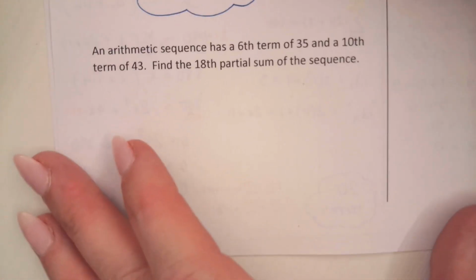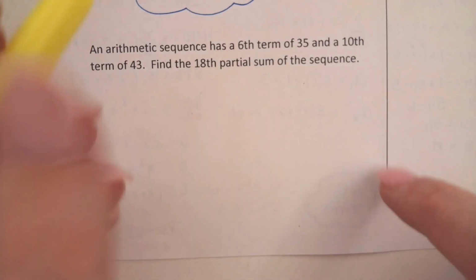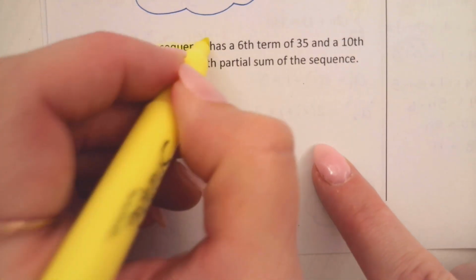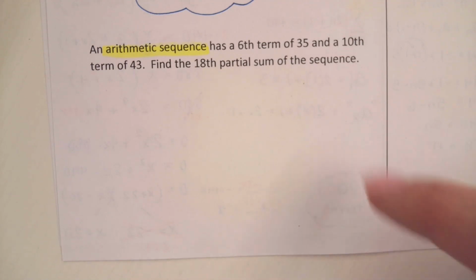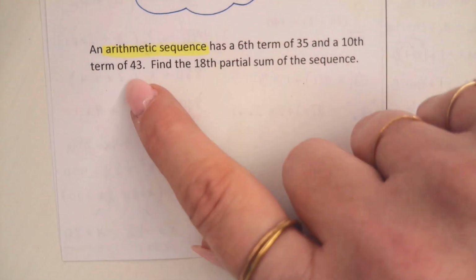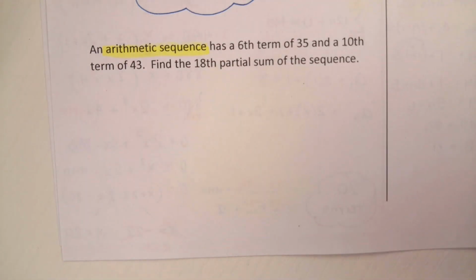Back to arithmetic. Arithmetic sequence. It has a 6th term of 35 and a 10th term of 43. And we want to find the 18th partial sum of the sequence. I feel like we had one the other day where we were just given 2 terms. And from those 2 terms, we were able to write the equation. Yes, we did. We found the slope between the 2.